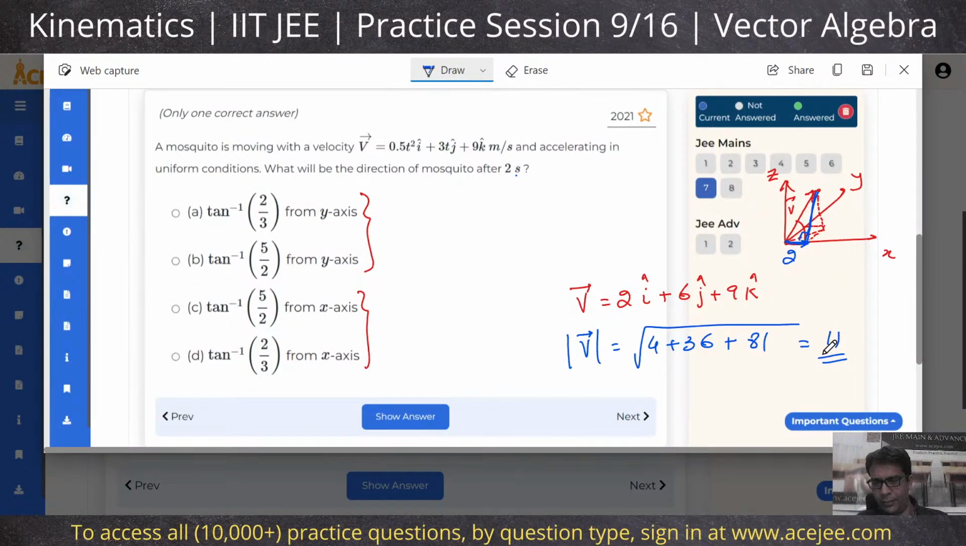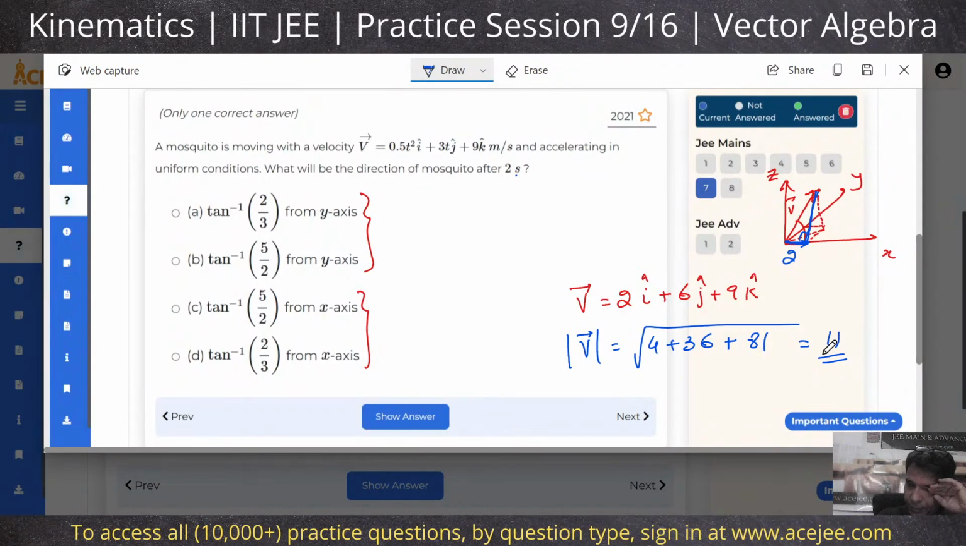मुझे ये वाला part समझ नहीं आया. अच्छा बेटा. We're talking about a 3-dimensional vector, and we want to find out the angle that they make. It says direction of the mosquito after 2 seconds. So this much tan inverse, this much from the x-axis. Okay. So the v vector, the velocity vector, is making what angle with the x-axis or with the y-axis? That's what they're trying to understand.